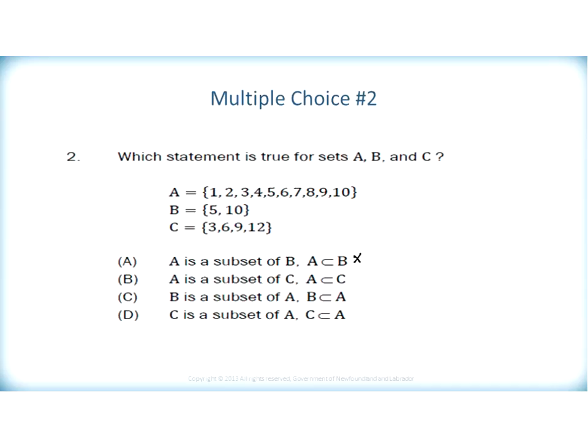Is B a subset of A? So we'll see if B is in A, and we have 5 is in A, and the element 10 is in A. So yes, this is true. B is a subset of A. Let's just check the 4th. C is a subset of A. So we're going to see if all the elements in C are in A. We see that 3 is in A, 6 is in A, 9 is in A, but 12 is not. So this is not true.